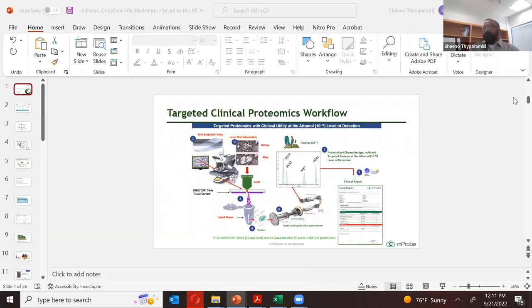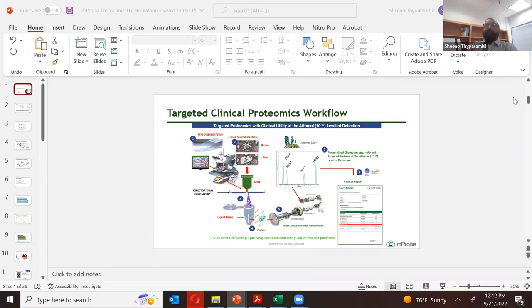So I'll just dive deep. I'll just go directly into our workflow. This is how it all happens. We have a test requisition form that is signed off by the oncologist. Our client services team will work with the pathology department to get that block. More often than not, we don't get that block, especially if it is with university systems.